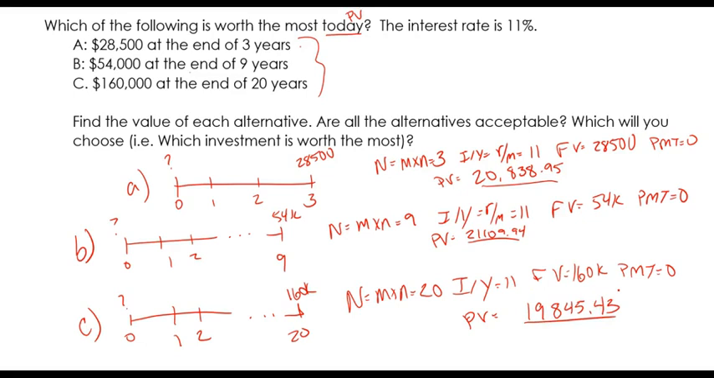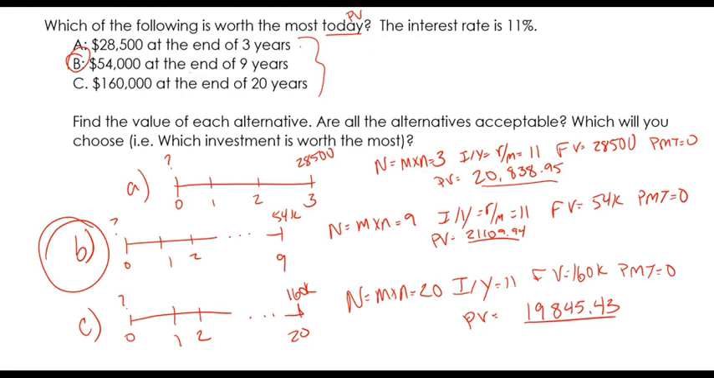So which of these would you rather receive? Would you rather receive $20,000 today, $21,000 today, or $19,000 today? I'm picking option B because that's the most money today. So you see when you're comparing this, 28,500 at the end of 3 years, 54,000 at the end of 9 years, or 160,000 at the end of 20 years, which would you rather have? You have to put those in an apples to apples comparison at the same point in time. So we bring them all back to today's money, and we see that 54,000 at the end of 9 years has the greatest present value. So it's the most money received.